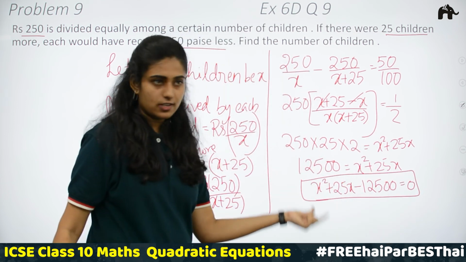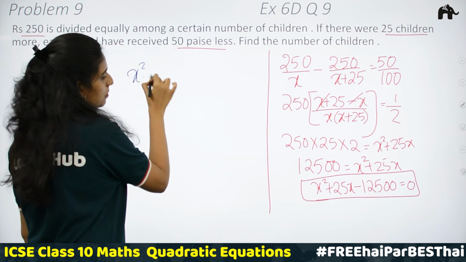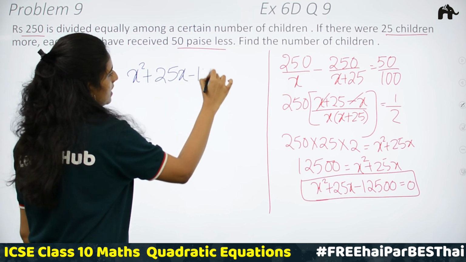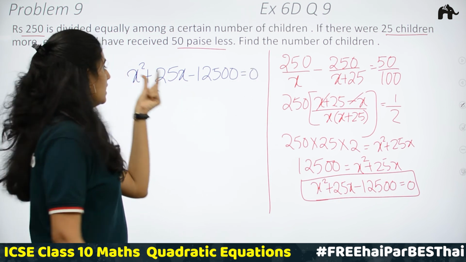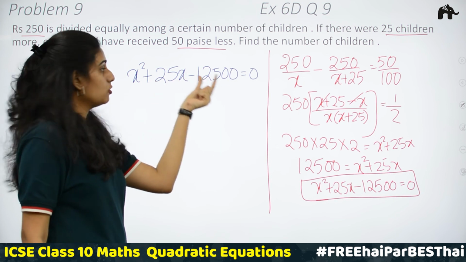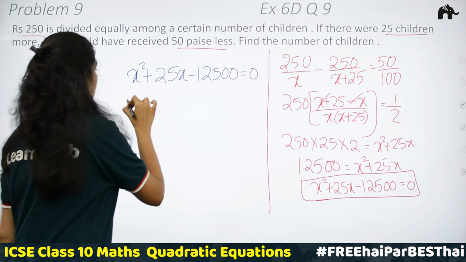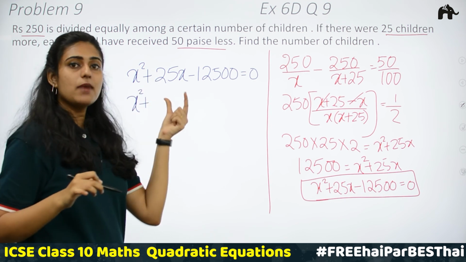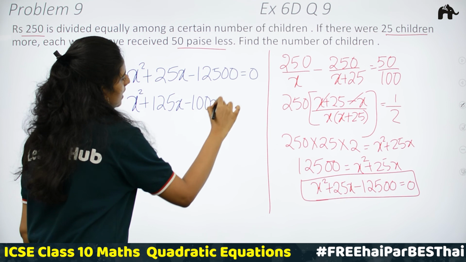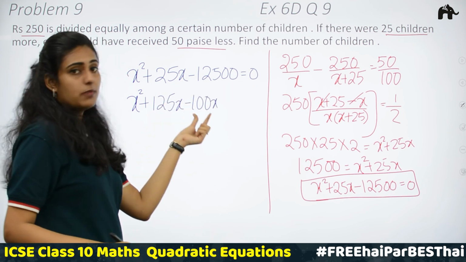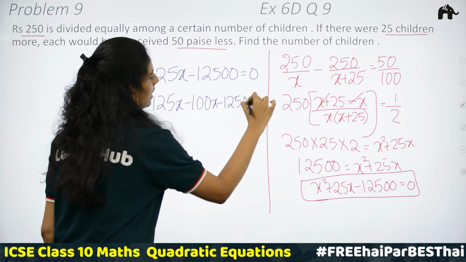We are going to solve this quadratic equation to get the value of x. Here the equation is x square plus 25x minus 12,500 is equal to 0. We have to factorize this. The sum of the numbers should be 25 and the product should be minus 12,500. To get 25, 125 minus 100 is 25. We can write this as x square plus 125x minus 100x. Just check the product. 125 into minus 100 is minus 12,500. Minus 12,500 is equal to 0.